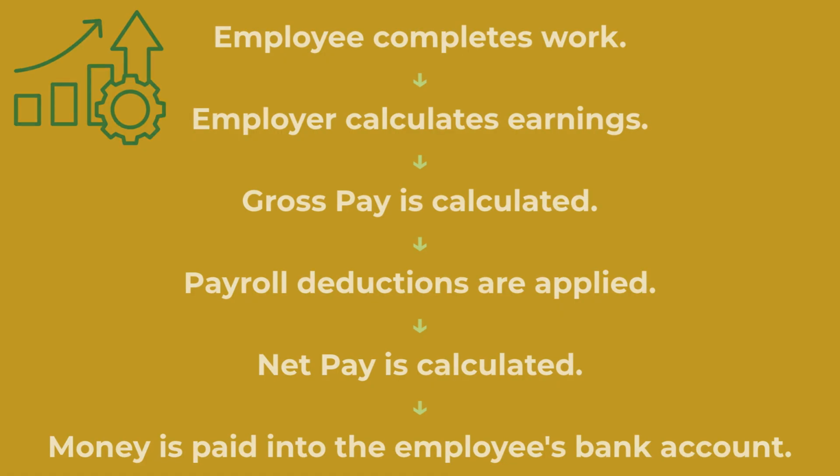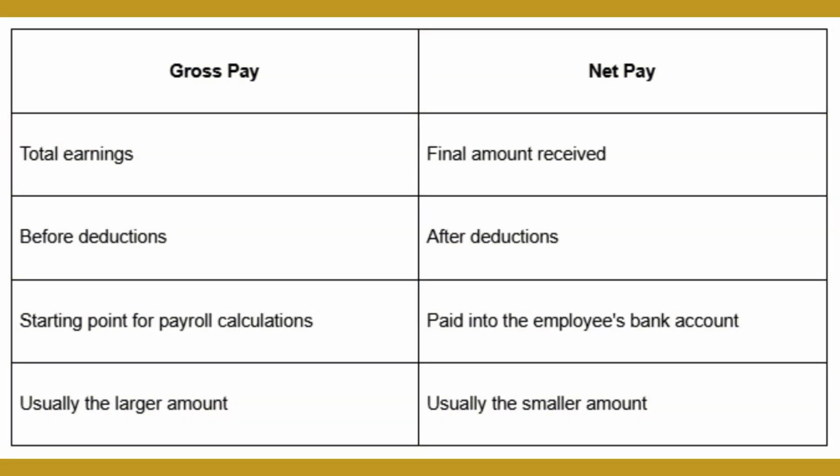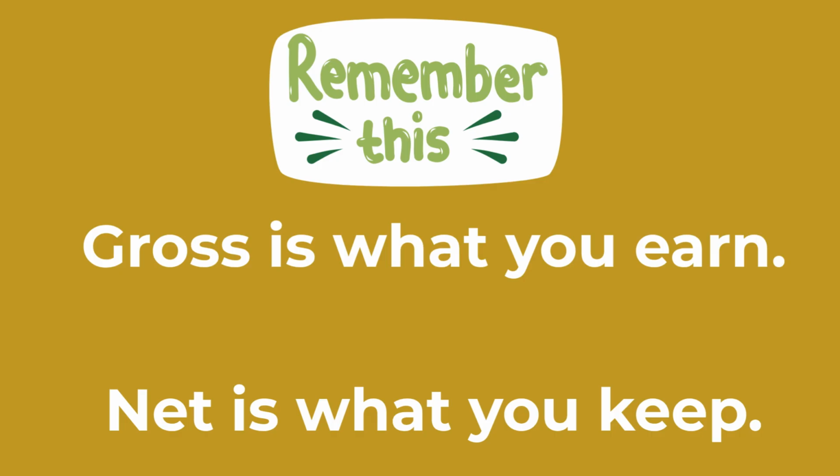If we compare gross pay and net pay, we can compare them with these two columns here. On the left, we've got gross pay. On the right, net pay. You can see on the left, under gross pay, total earnings, but on the right, the final amount received. The same for before deductions under gross pay and after deductions under net pay. Gross pay is the starting point for payroll calculations. Net pay is paid into the employee's bank account. Gross pay is usually the larger amount, and the net pay will be the smaller amount. An easy way to remember this: gross pay is what you earn. Net is what you keep.